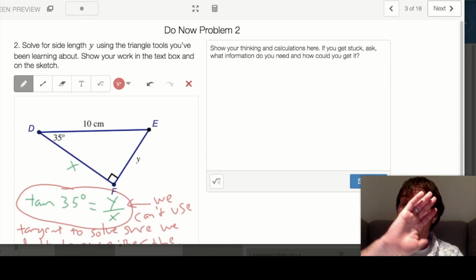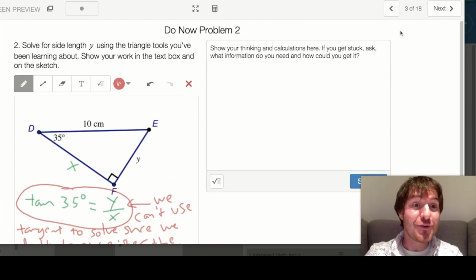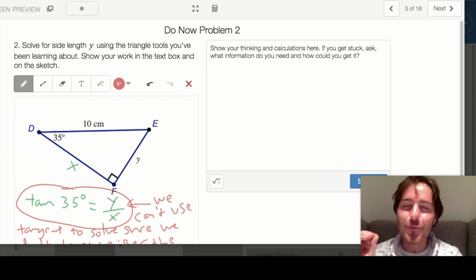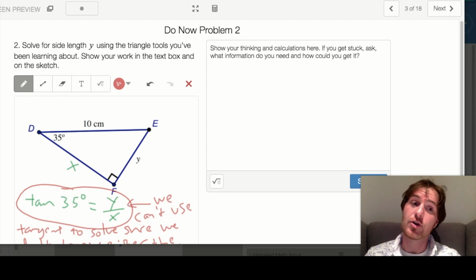Do now number 2, hopefully this didn't overwhelm you. It shouldn't have overwhelmed you, or really it should have. The moral of the story with do now number 2 is that the tangent was not enough. There's no way really for you to solve this one without learning some more math, some more skills, some more things. And that's why we're jumping into it this Monday by learning some new stuff.